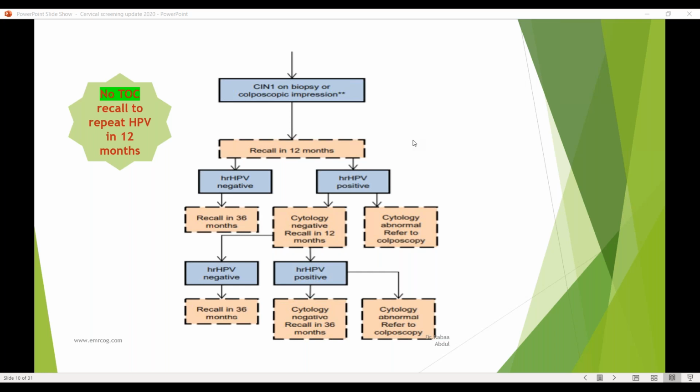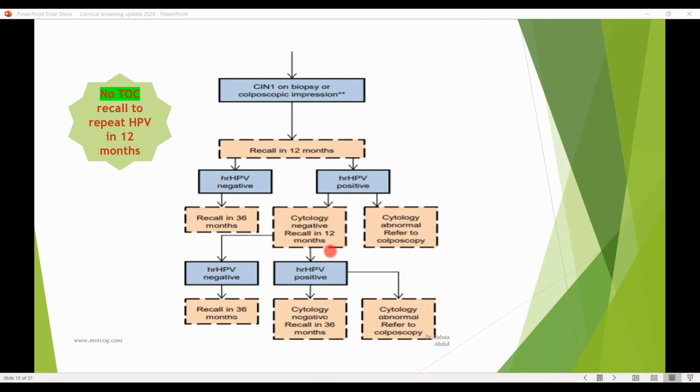If her cytology came abnormal with the HPV positive, what will be the action? Sticking to the colposcopy basics, the basic action is refer to colposcopy. So we are good here. So we know what we are doing. Let me see. Here is a little problematic case. Okay, but it's not a real problem. It looks like a problem, but we will solve it immediately.